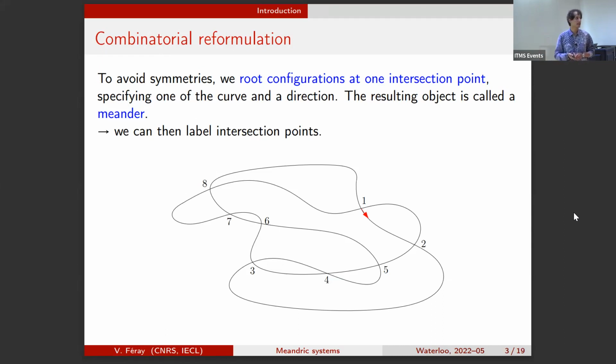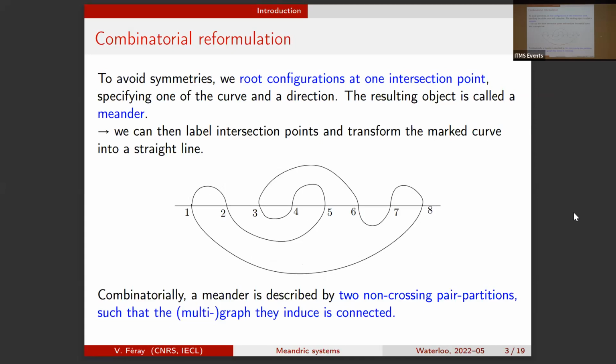And since we are interested in configurations up to deformation, what you can further do is imagine, for example, that you cut your first curve here so that you can transform it into a line. And then the configuration will look like that. And if you don't like that, since cutting is not really a continuous deformation, you can imagine that it's closing somewhere like that. Okay, so this is much more combinatorial, as you can see, and that's the object which is called a meander.